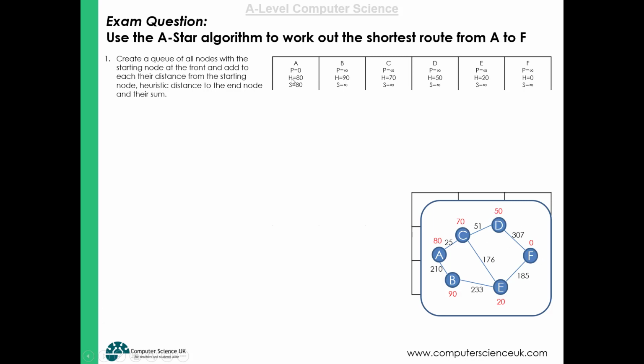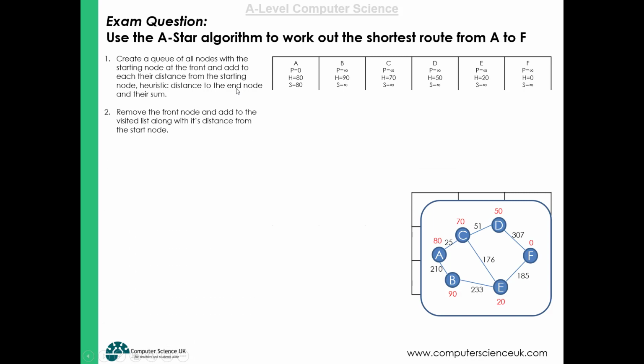So we update the H values, the heuristic values, and then what we do is we add them together. Okay, we add the real distance and the heuristic distance to the end. So the real distance from the start and the heuristic distance to the end, we add them together to get our sum. So 0 plus 80 is 80, infinity plus 90, well, that's infinity, and that continues for the others. So we start off our queue like so.